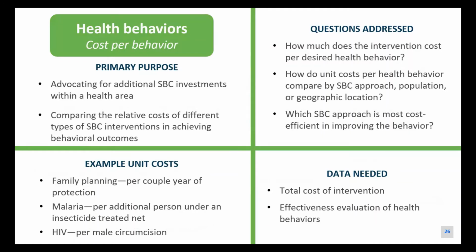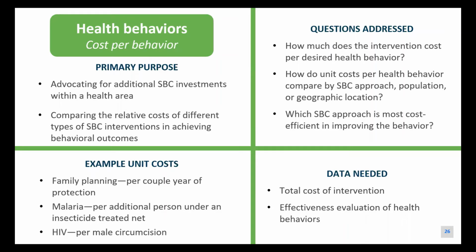Moving on to health behaviors. The primary purpose can be for advocating for additional SBC investments within a health area. For example, if you calculate the cost per new family planning adopter or per additional facility-based birth, you can demonstrate the SBC costs needed to achieve these behavior changes to advocate for more SBC investments. Additionally, you can explore how the cost per behavior change differs by SBC approach, population, or geographic location, and help determine the most cost-efficient approach for behavior change.